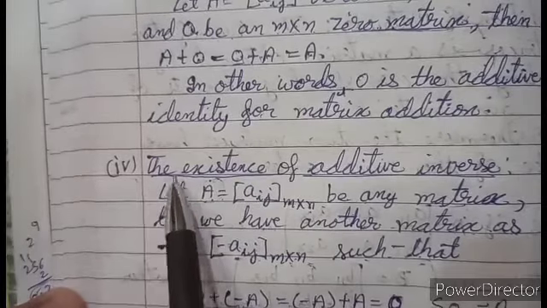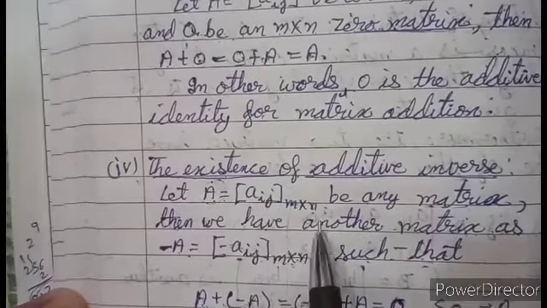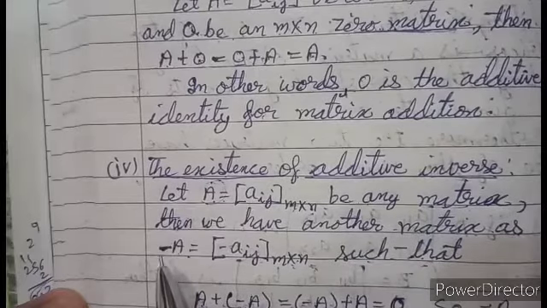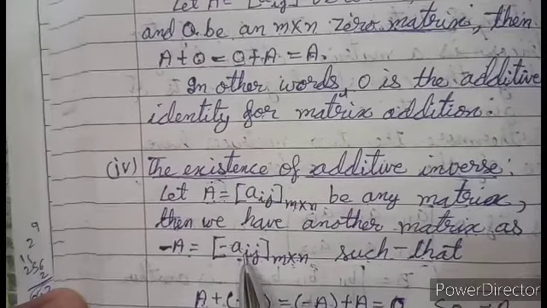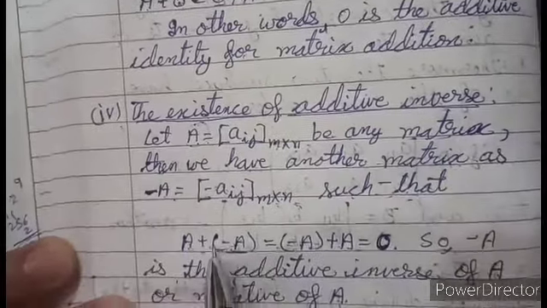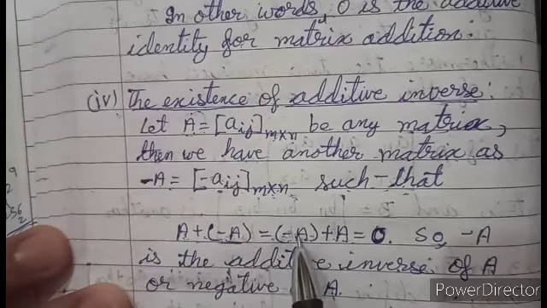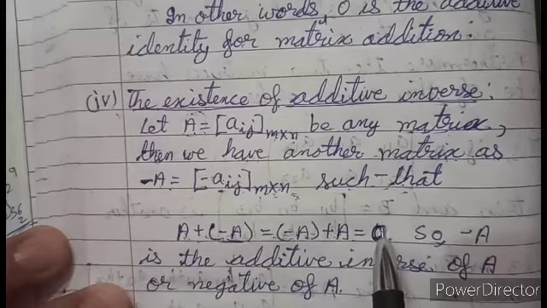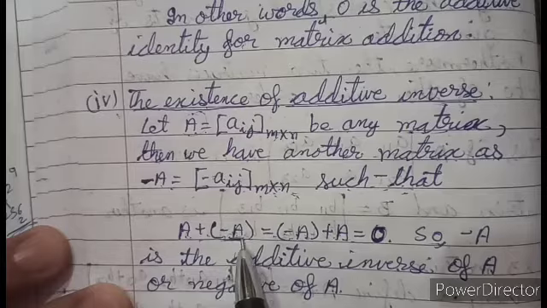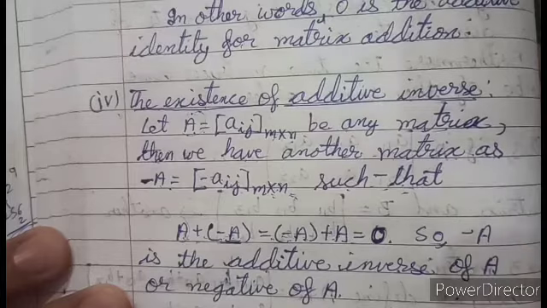The fourth one is the existence of additive inverse. Let Aij be a matrix of order m by n, and there is another matrix, that is minus Aij, of the same order m by n, such that A plus minus A equals minus A plus A equals the 0 matrix. Then we can say that minus A is the additive inverse of matrix A.